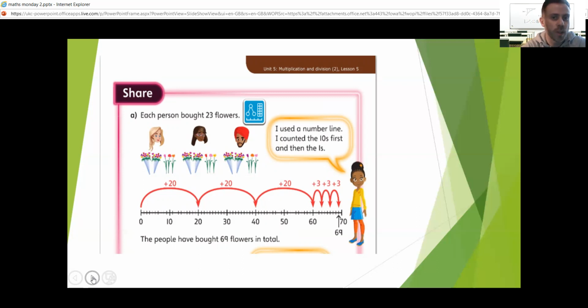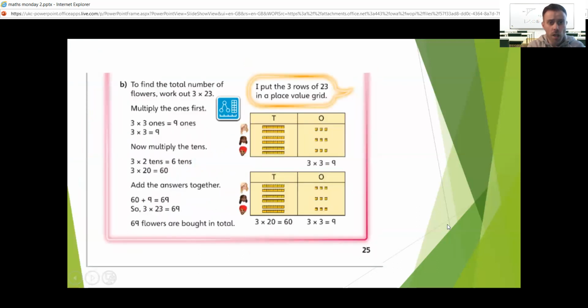Let's see what they're showing us here. So this time it says, to find the total number of flowers, work out 3 times 23. So the 3 comes from having 3 people. That's how many people there are. And the 23 comes from how many flowers they each have. So 3 people each have 23 flowers.